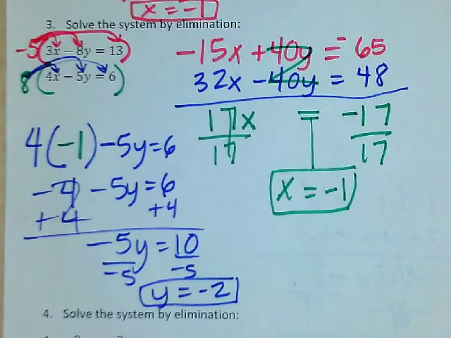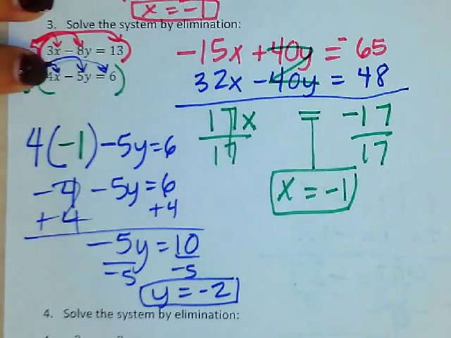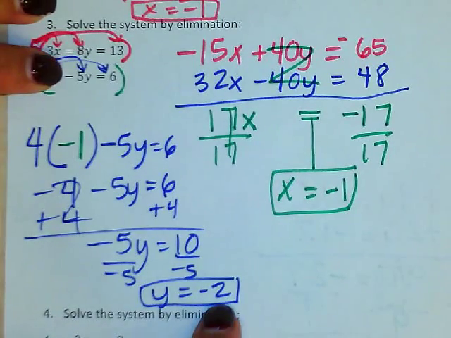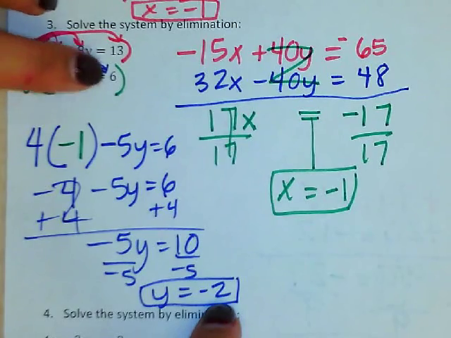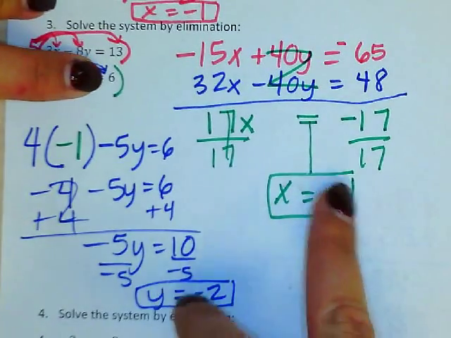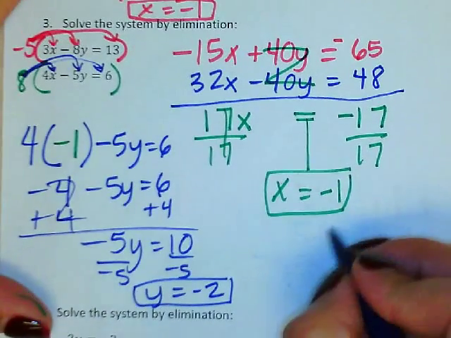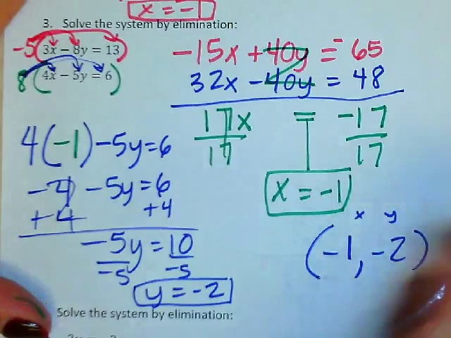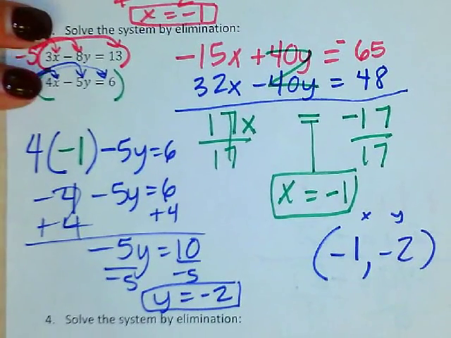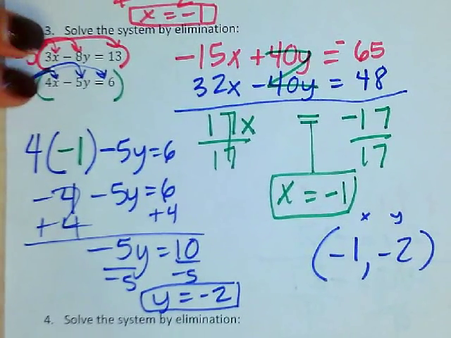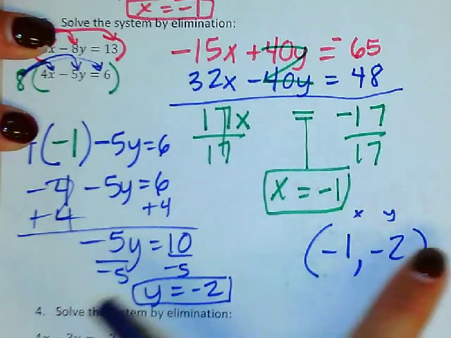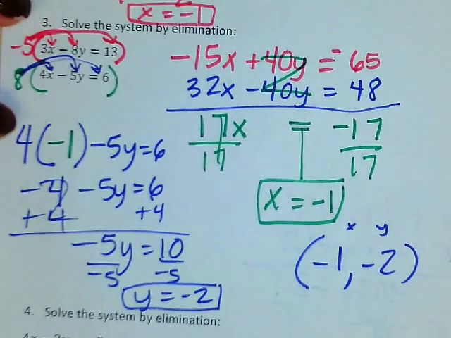Okay, you can also plug in manually. 4 times -1 would be -4. -5 times -2 will be positive 10. So -4 plus 10 does give me 6. So now I know that these two are correct. So the answer would be -1, -2. So the only time when these two equations are equal is at x equals -1 and y equals -2. That's where they would meet.